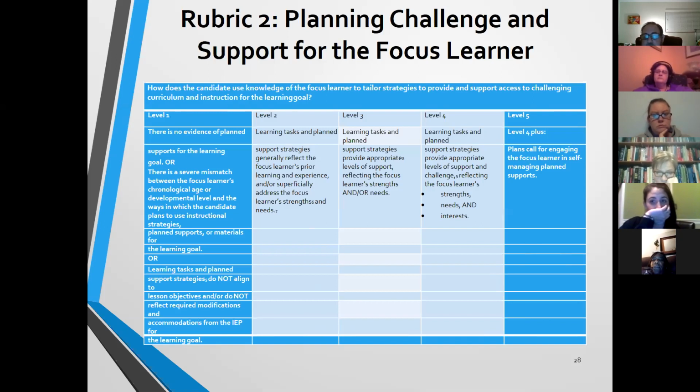Alignment is a huge one. Okay, so level 4, learning tasks and planned support strategies provide appropriate levels of support and challenge, reflecting the focus learner's strengths, needs, and interests. And level 5 is level 4 plus. Plans call for engaging the focus learner in self-managing plan supports. Again, the more independent the student can be with the learning goal, the higher the score you are going to get on your EdTPA.